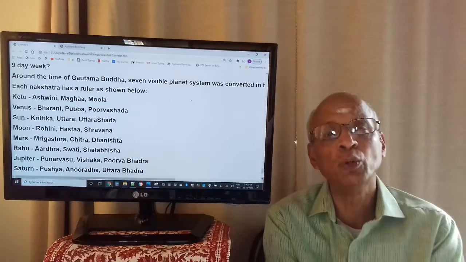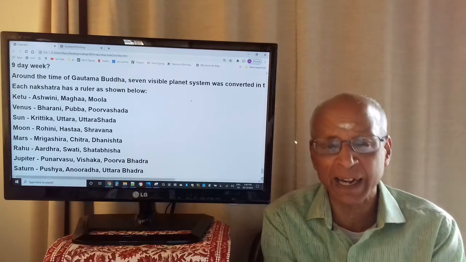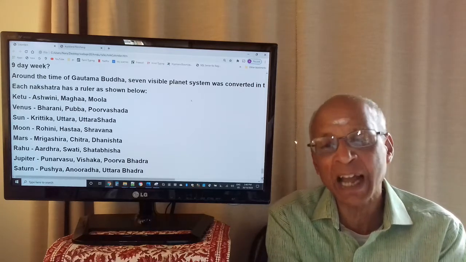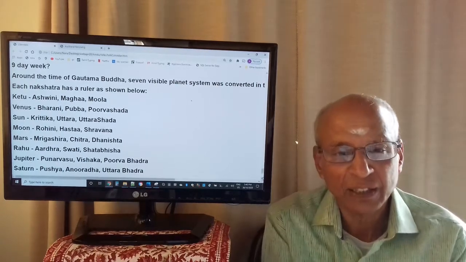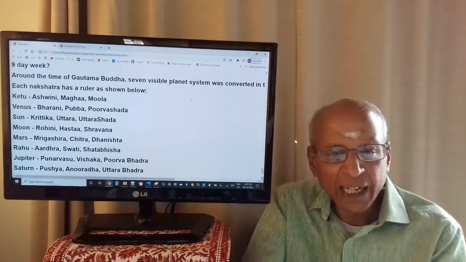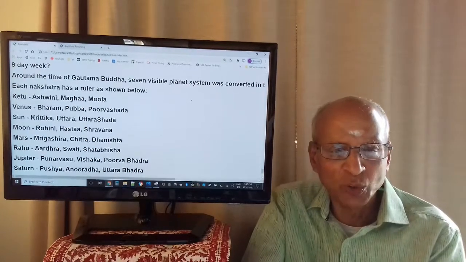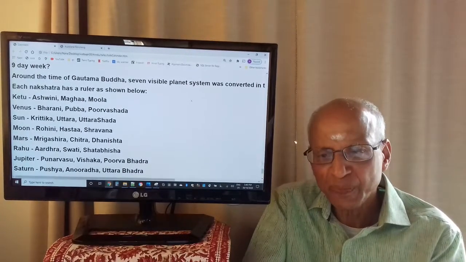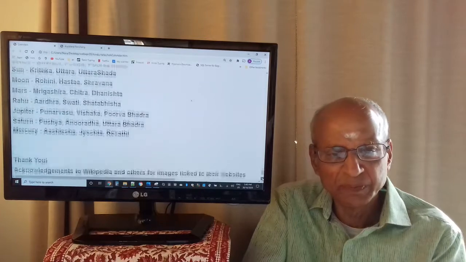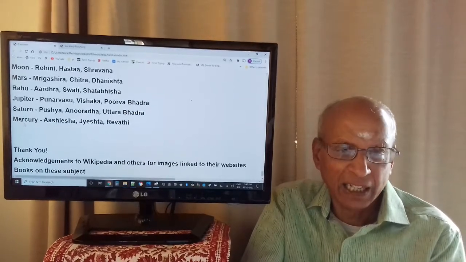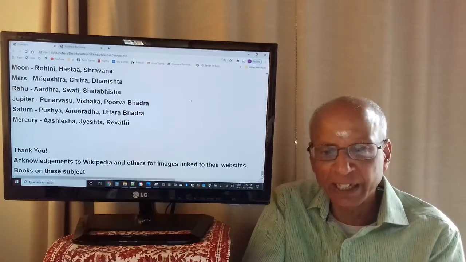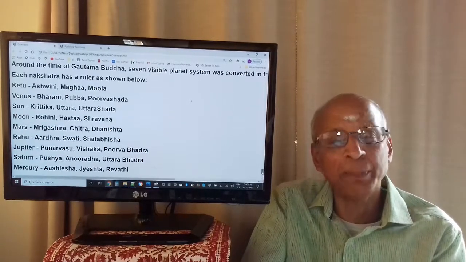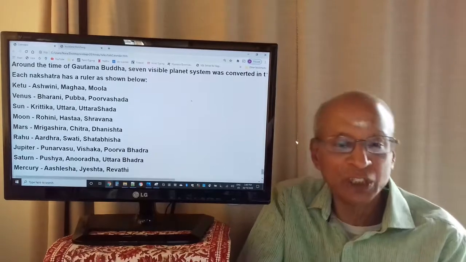Because at the time of Buddha, they say the 7 visible planets were converted into 9, because 3 into 3 is 9. So Kedu and Rahu were added, and each was given 3 nakshatras. That's what I tell you. 9 into 3, they were very happy. So only they arrived at 27 stars.